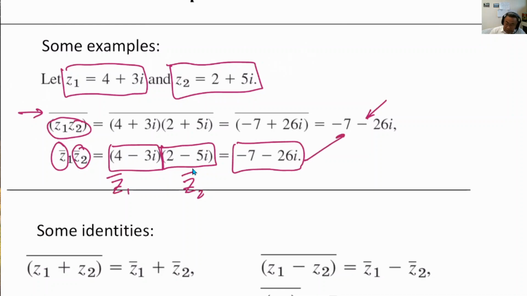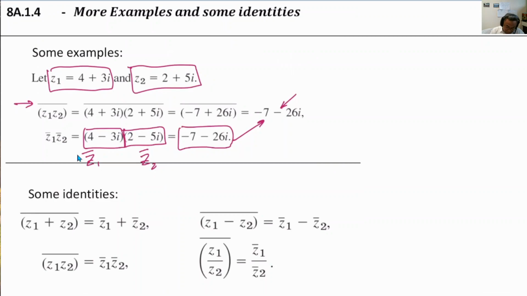You notice that this is equal to this, because as we saw in the last example, the complex conjugate of Z1 Z2 is the same as Z1 complex conjugate times Z2 complex conjugate. So this is the identity that we have used, and we have shown that it actually works. Alright, you can try the other identities. You will see that the complex conjugate distributes in this manner through these operations. With that, thank you.